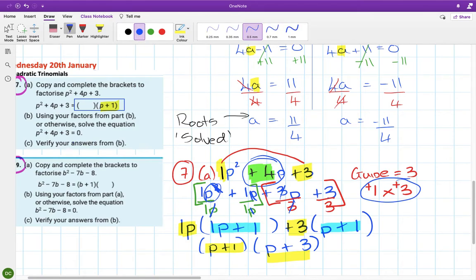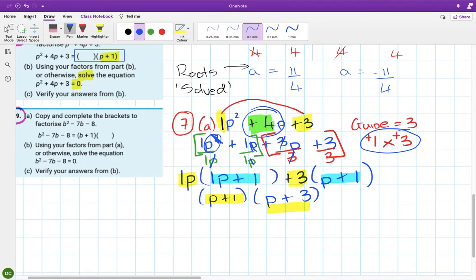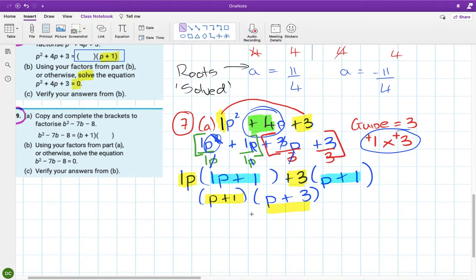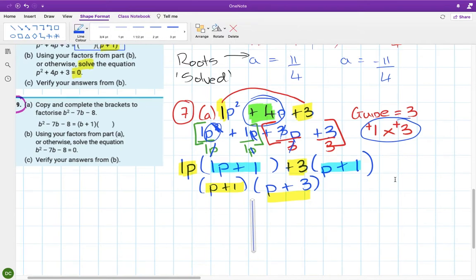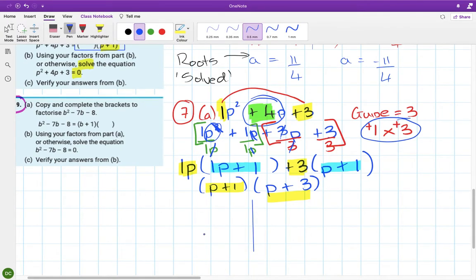Okay, so use your factors or otherwise to solve. So you'll notice now that we have our equals 0 because we've been asked to solve. So how do we solve? We split the page. There you go. And we take our p plus 1 and let it equal 0, and we take our p plus 3 and we let it equal 0.